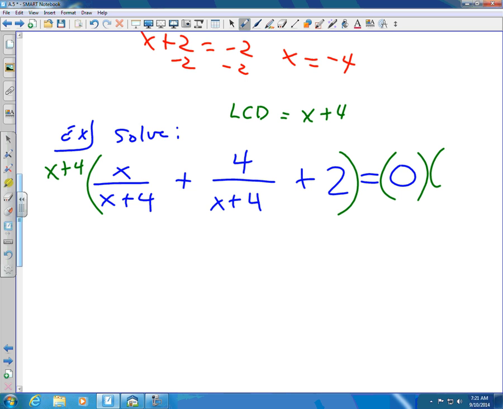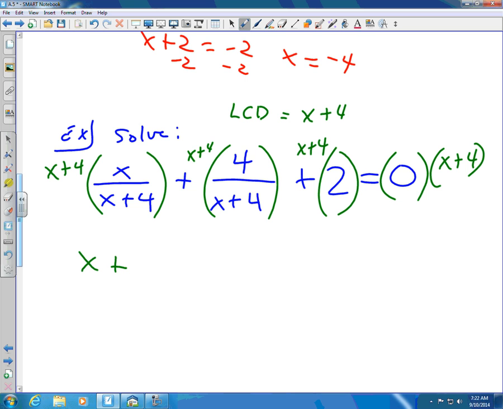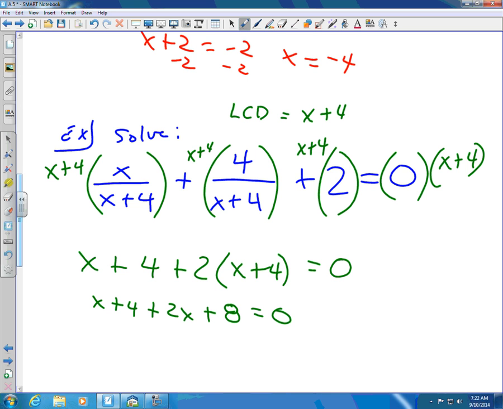So if I multiply both sides by x plus 4, I've got to distribute, so I'm really multiplying this by x plus 4 and this by x plus 4, and this times x plus 4. So I'll end up getting x plus 4 plus 2 times x plus 4, if I distribute the 2 here, equals 0 times x plus 4, which is still 0. So I get x plus 4 plus 2x plus 8 equals 0.